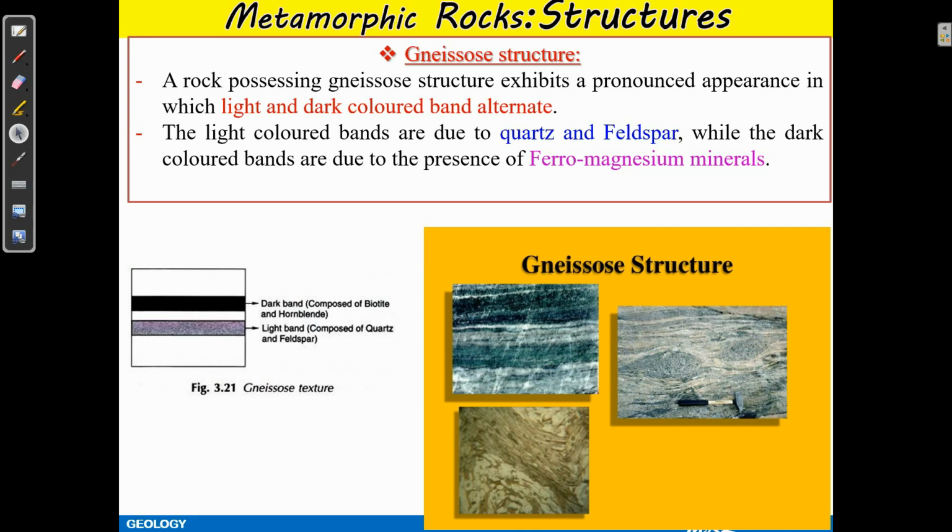This type of metamorphic rock, showing the banded appearance, is called gneiss. So when I refer to gneiss, that is the rock; the structure is called the gneissic structure, but the rock will be called gneiss. So these two are very important.